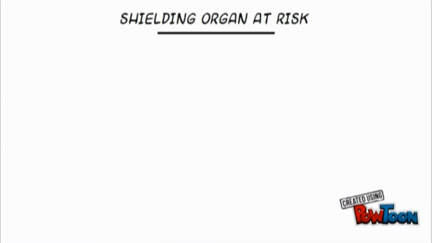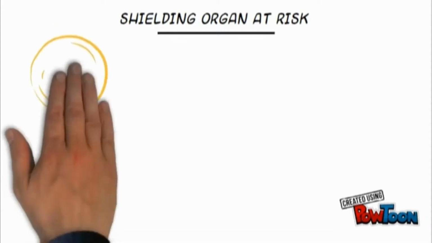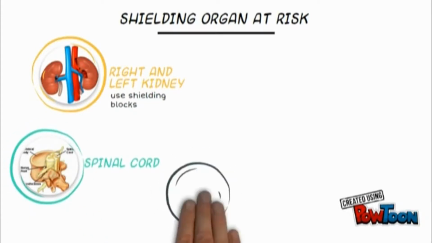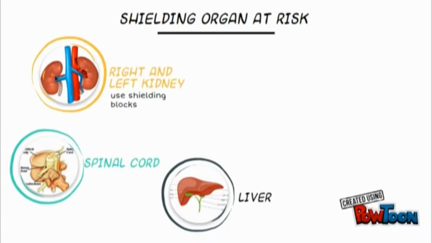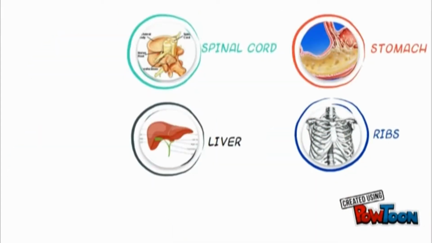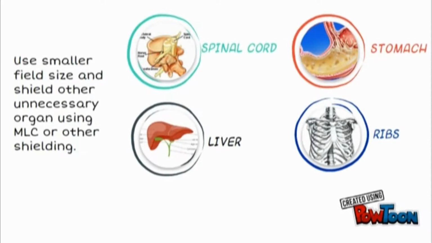Shielding organs at risk. First, right and left kidney: use shielding block. 2. Spinal cord. 3. Liver. 4. Ribs. And 5. Stomach. For spinal cord, liver, ribs, and stomach, use a smaller field size and shield other unnecessary organs using MLC or other shielding.